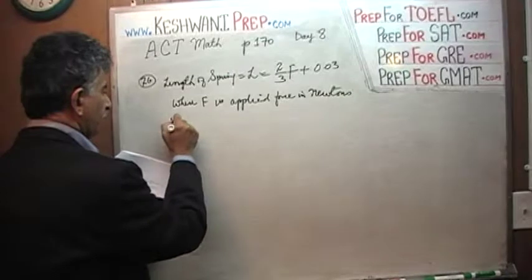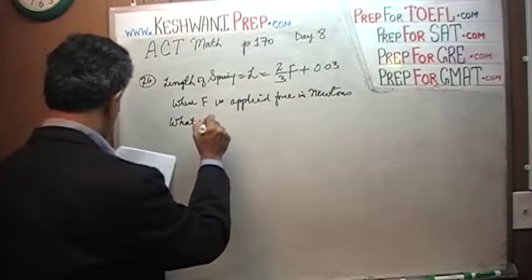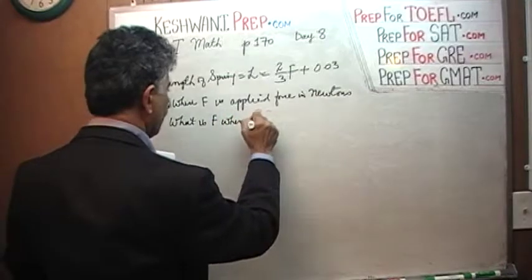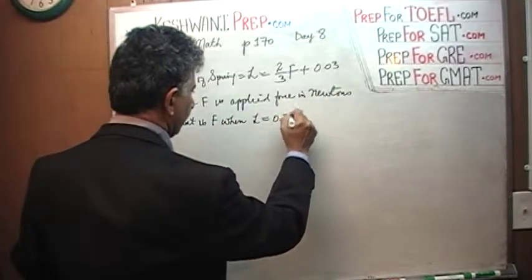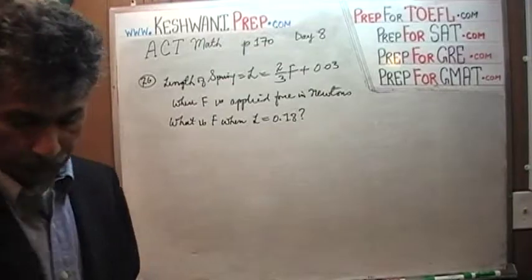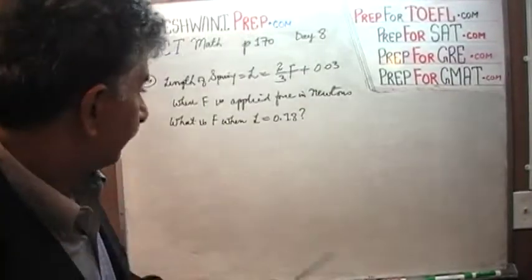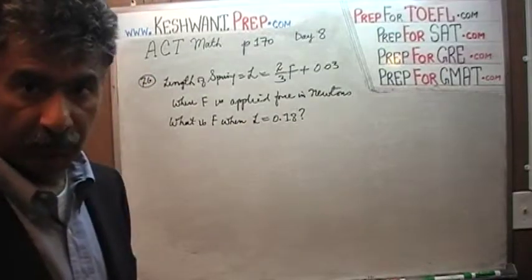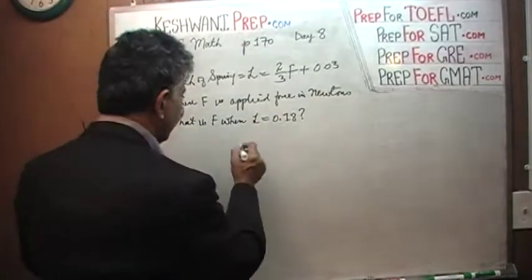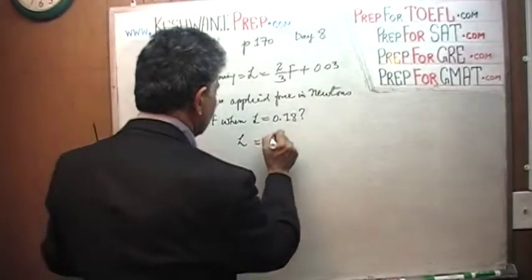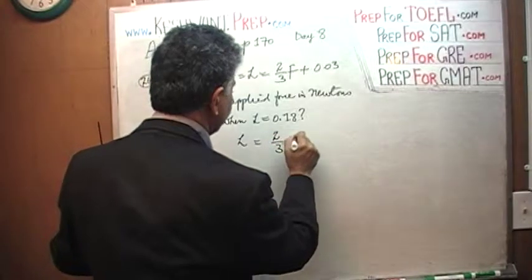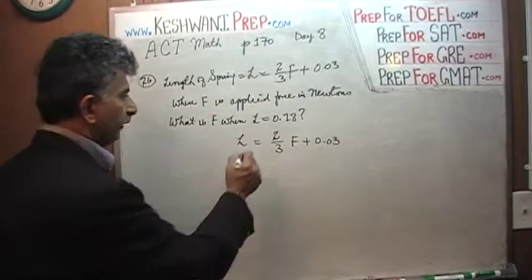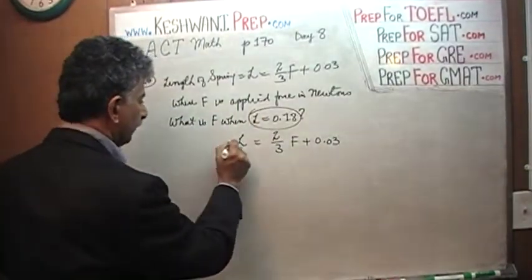Question simply is, what is F when L equals 0.18? That's all. All we have to do is substitute this value of the L in the equation here and solve for F. Let's do that, shall we? So here's our L. L is equal to 2/3 F plus 0.03, and we are told that L is equal to 0.18.